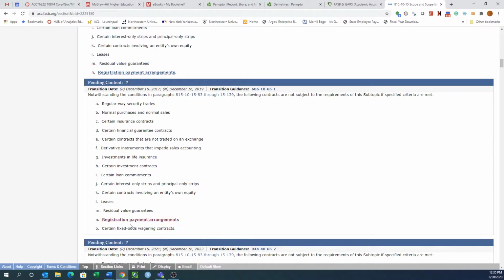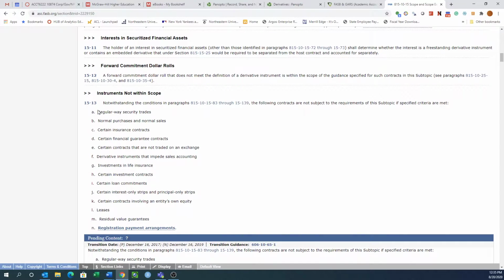There have been some changes, so we've added at least one other thing, certain fixed odds wagering contracts, that also go in here. The things I want to talk about today are regular way securities, normal purchases and sales, some insurance contracts, and some financial guarantee contracts. Those are the top four. Anytime you are making a decision, you want to look and see whether any of the contracts you're looking at get exception treatment.